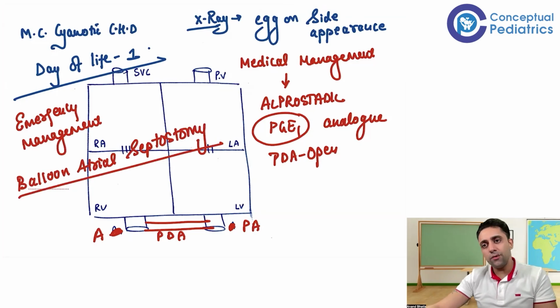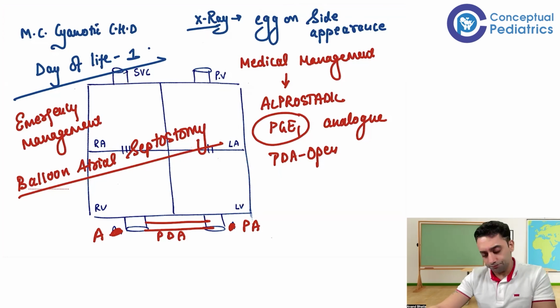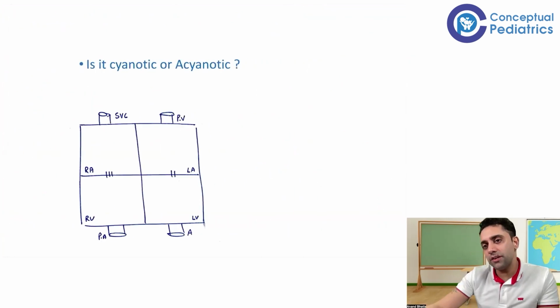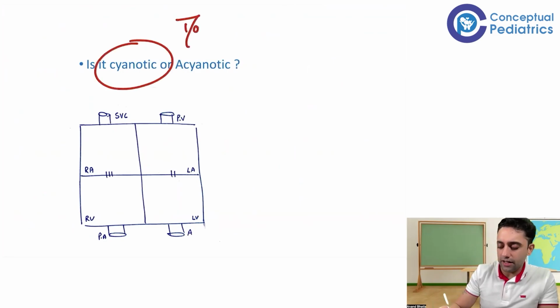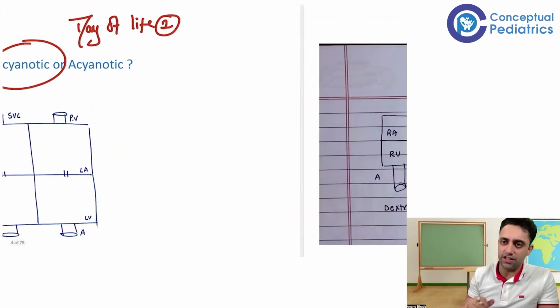As a one-liner, 3 questions you should know: medical management, emergency management, and the definitive management. Medical management is L-prostadil. Now, do you think TGA is a cyanotic or acyanotic congenital heart disease? Obviously, this is the cyanotic congenital heart disease in a day of life 1 baby. A one day old cyanotic baby, you will think of very importantly TGA.